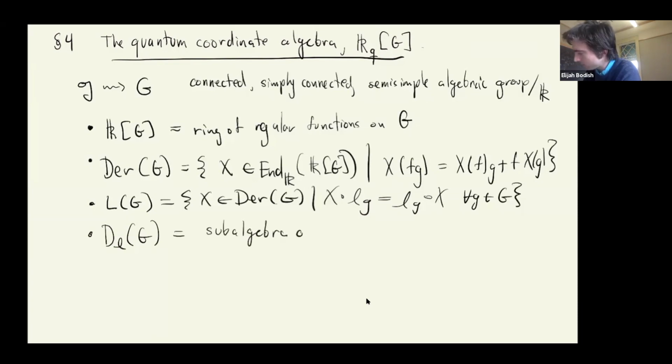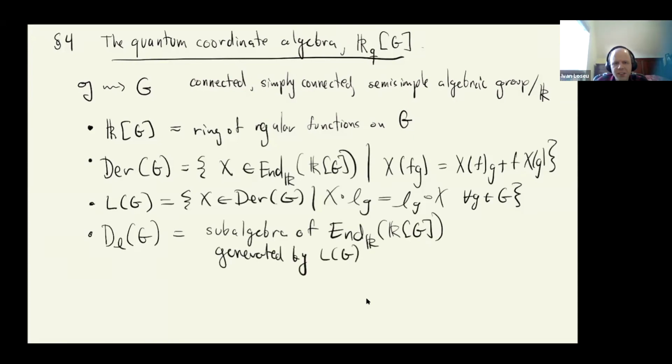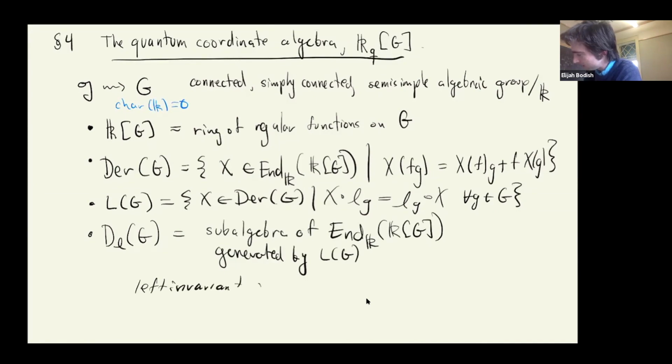acting on the group. And here K has characteristic 0. Maybe we should emphasize that. Yeah, that's actually a really good point. So just from the beginning, characteristic 0. So these are the left invariant differential operators.